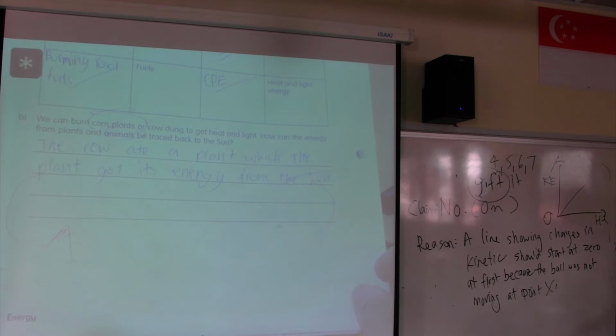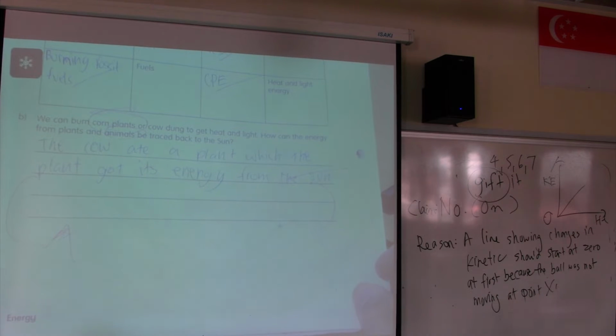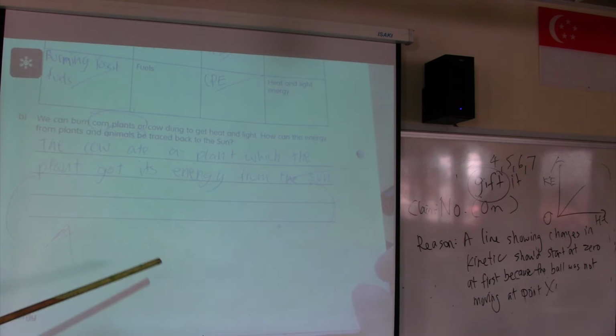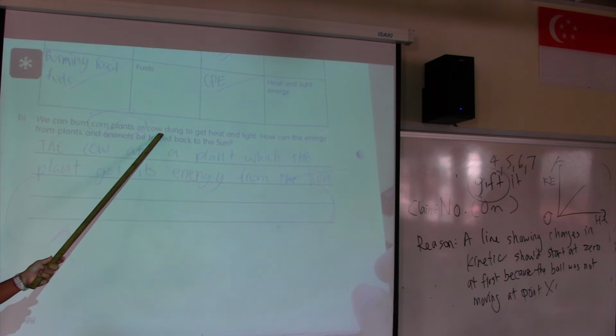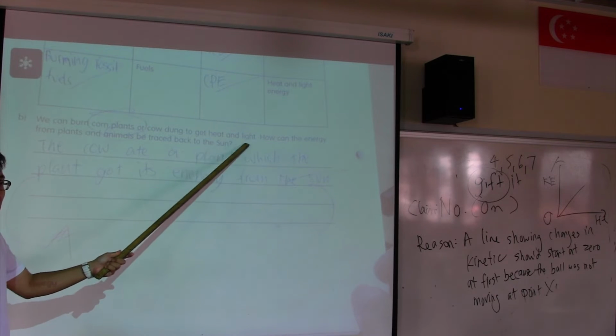Okay, next one. Alright, now, here it says, we can burn corn plants or cow dung. And it's true, like in the safari in African countries, they have no easy access to forests. There isn't forest in the safari, you know, in African plains. It's just lots and lots of sand, soil, and a tree here and a tree there. So they don't have trees to burn for fuel like Asian countries where we are in a tropical area. So what they do is they use animal dung, dry under the sun, and that can be used as fuel to burn, and then the heat generated is for cooking, and at night is for heat and light.